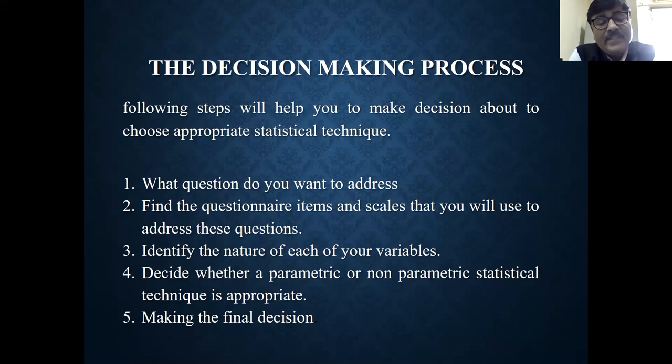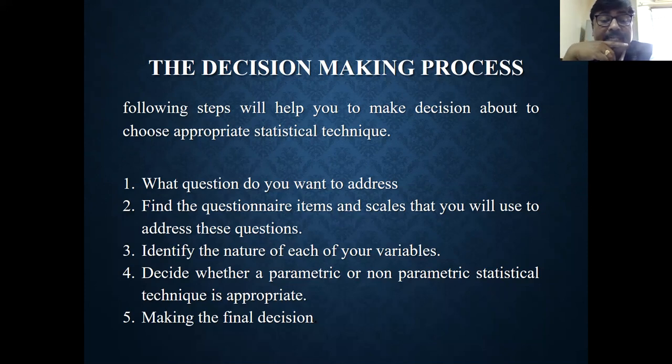Here, pet lover is a nominal scale, categorical type of question. And it is measured on a nominal scale, and educational qualification is also a categorical variable, which is measured on an ordinal scale. That is very important. You have to look at what kind of questions you are asking, and on what scale that variable is measured, and identify the nature of each of your variables, whether categorical or continuous. This nature of the variable is very important.